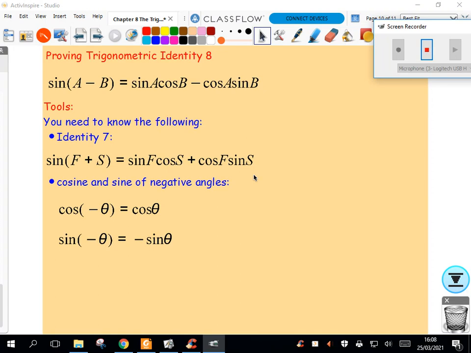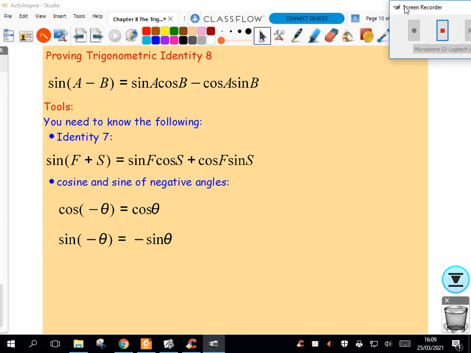Okay, so in this lesson I'm going to look at proving trigonometric identity number 8, which is one of the 9 identities in our course we need to prove. You need to know identity number 7, which says the sine of the sum of two angles is equal to sine of the first times cosine of the second plus cosine of the first times sine of the second.